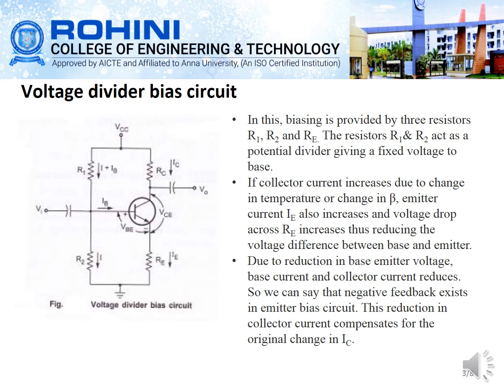Whenever there is a change in the collector current due to a change in temperature, a change in beta or any other parameters, the emitter current will also increase, so the voltage drop across this resistance also increases, thus reducing the voltage difference between the base and the emitter. Due to this reduction in the base-emitter voltage, the base current and the collector current get reduced. So we can say that there is a negative feedback existing in the emitter bias circuit, and this reduction in the collector current will compensate for the original change in the current.